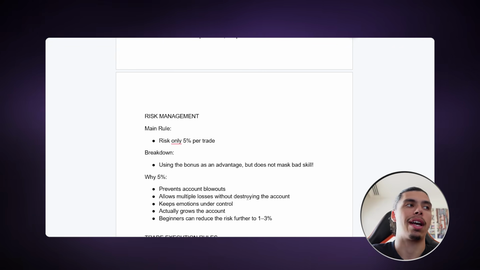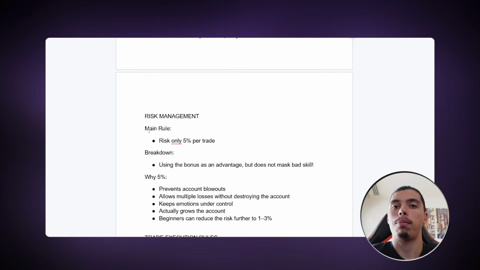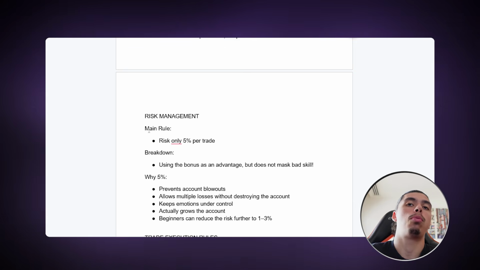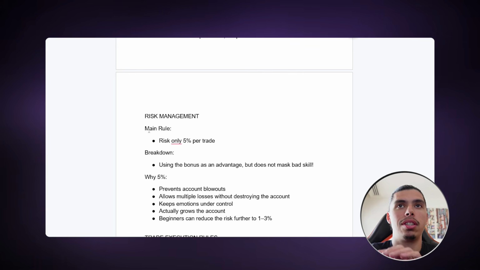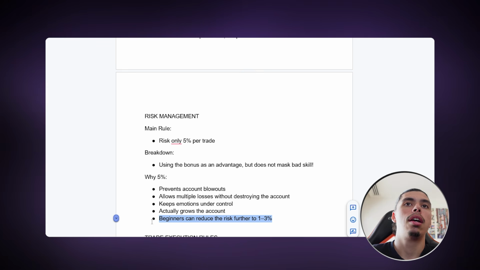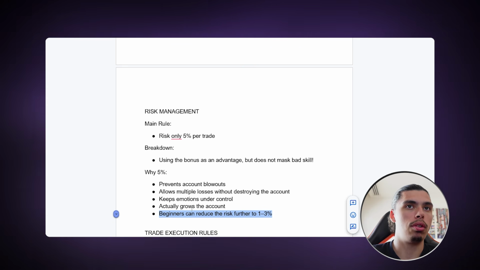Now, risk management. Without this, you're going to blow your whole account. This is probably the most important. Read through this. Only risk 5% for trades, so we can risk up to 50% with the 1,200 bonus, which means we're actually risking 10% on the small account, which is risky, but we have the leverage to do it, so it's going to grow the smaller account fast. If you're not a skilled trader, because this is not to mask bad skill, then you need to be risking 1 to 3%. Keep it controlled. Read through this document.